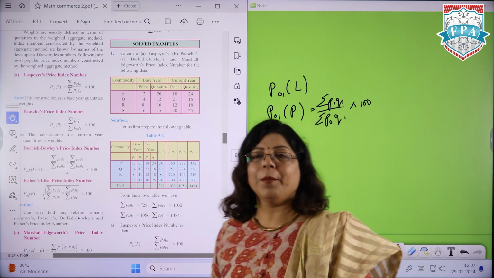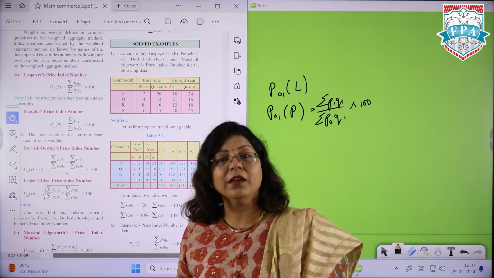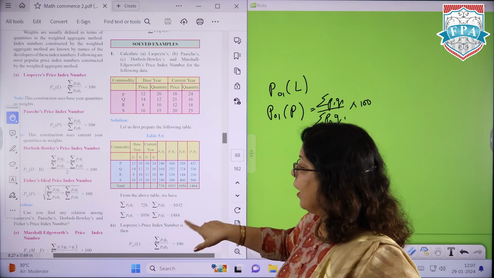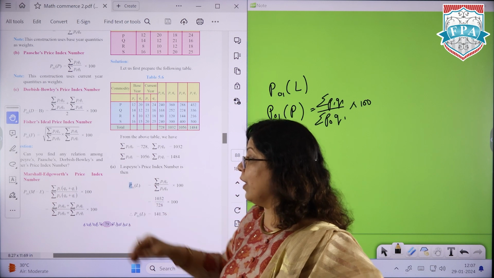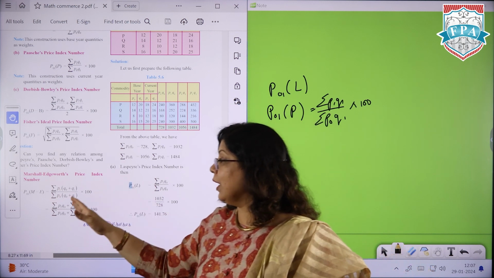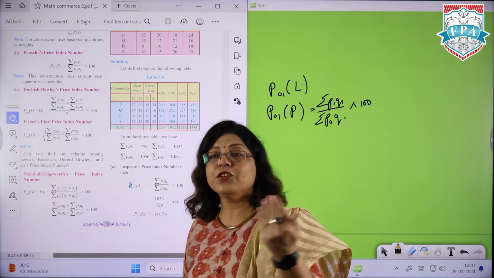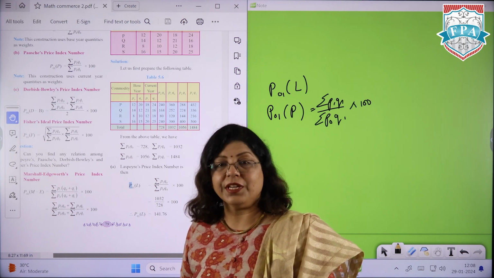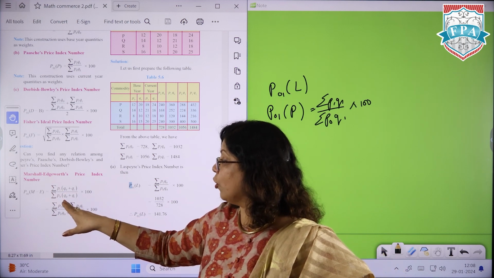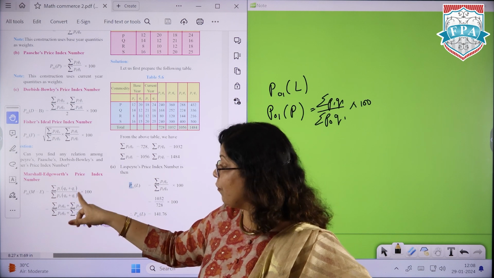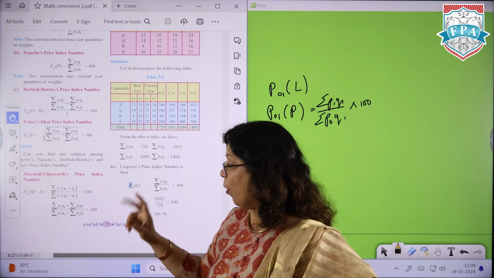I'll give you the list of the formulae at the end of this session also, so you can take a screenshot and keep it for your reference. Then after this, there were two more. Marshall Edgeworth said that we can take the pricing just once and take the arithmetic average of the quantities. So he gave ΣP1(Q0+Q1) upon ΣP0(Q0+Q1). The division by 2 has got cancelled over here, that's why it's not written in the formula.